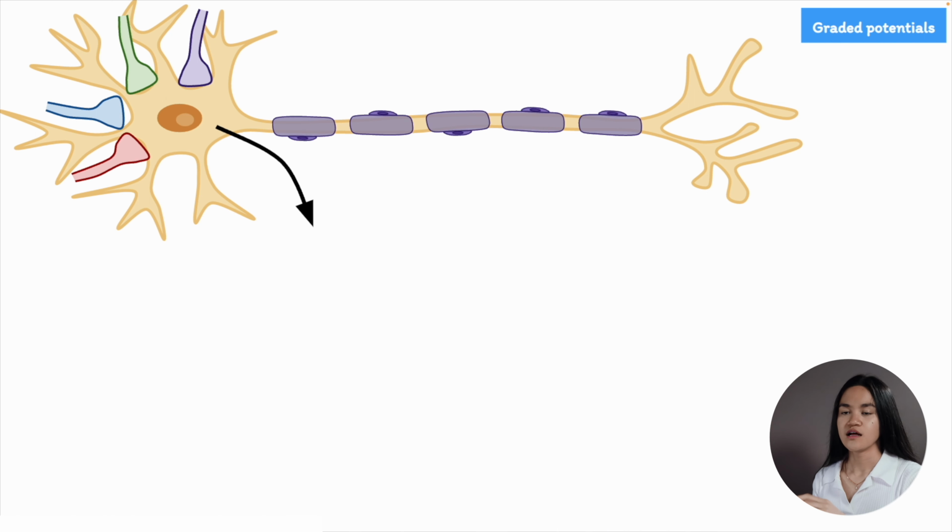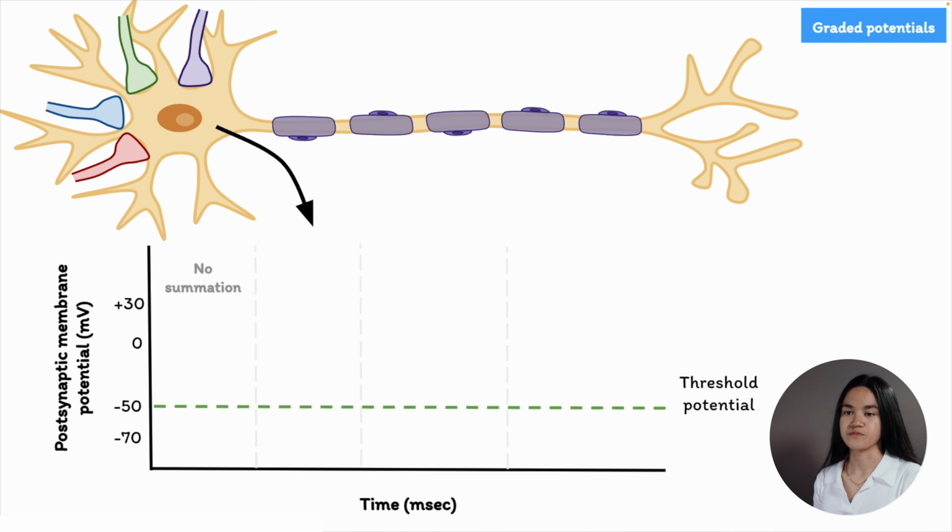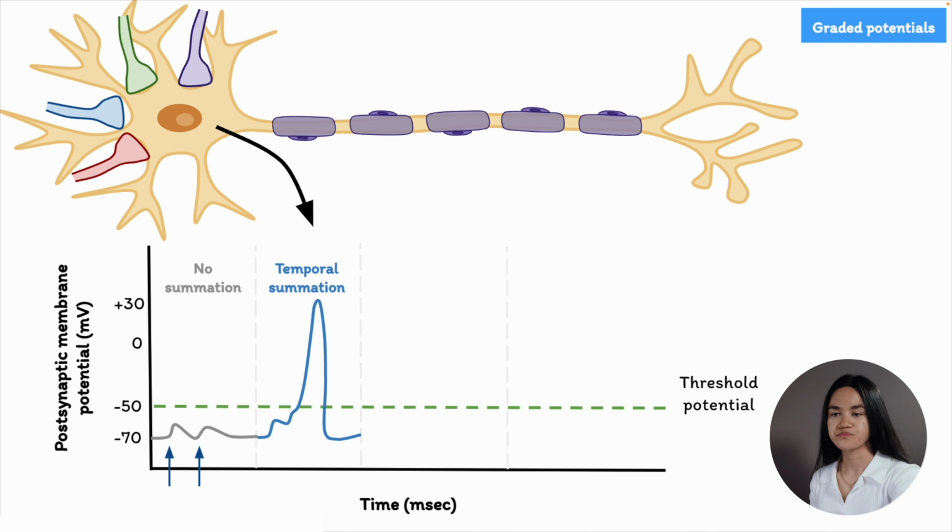Let's go through this. Let's first go through no summation. So let's say this blue excitatory presynaptic neuron has an action potential that causes an EPSP in the postsynaptic neuron. After the EPSP has died off, there's another action potential in the presynaptic neuron. A second EPSP of the same magnitude will happen. There's no summation here because the first EPSP has died off.